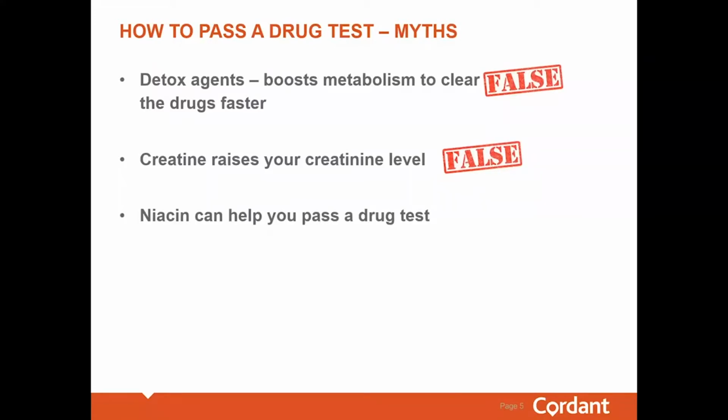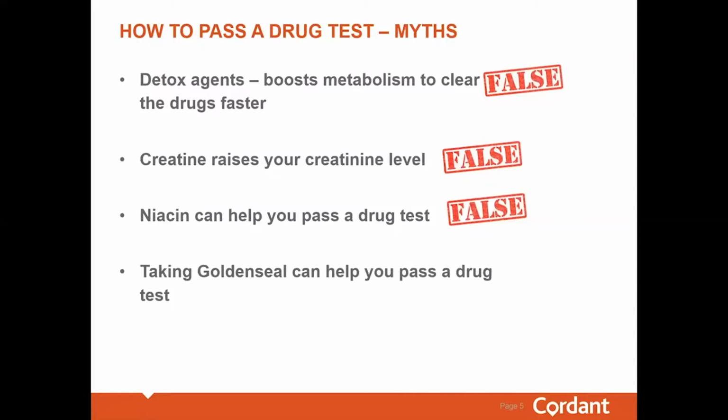Niacin. Not only is this completely false, but it is dangerous. There are many cases of individuals having kidney failure, liver failure, and other effects from overuse of niacin in an attempt to beat a drug test. Golden seal. This actually comes from a 1900 novel and is completely science fiction. Why anyone latched onto this science fiction, we will never know, but drinking golden seal will not work.